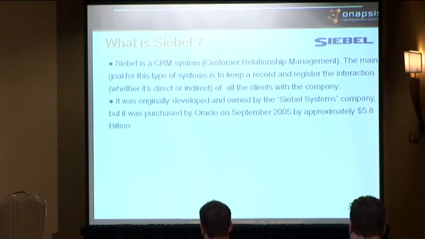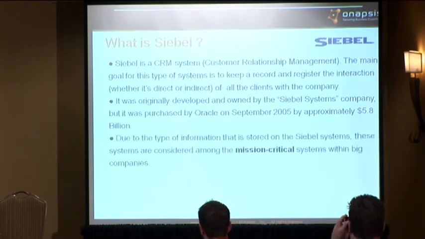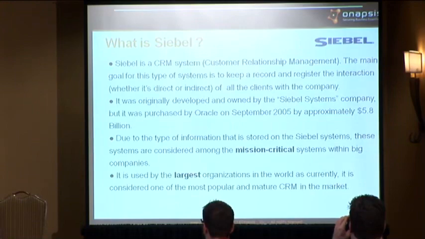The Siebel system was originally developed by Siebel Systems, and this company was purchased by Oracle in September of 2005 for $5.8 billion. So we say that Siebel is one of the most critical systems in a company's infrastructure. Why? Because of the data that it holds. And who has this kind of system? Well, Siebel is used by the largest organizations because it's very popular and it's one of the most mature products on the market.